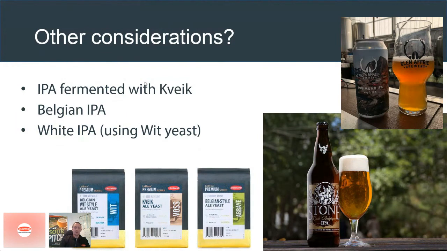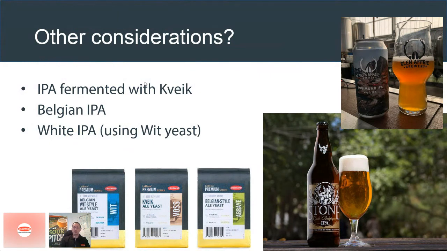So too, there are other niche styles as well. Something like a white IPA, using a very delicate wit yeast. So nothing like a more powerful Hefeweizen strain, but a nice delicate wit strain with a kind of hoppy IPA profile. We might think of something like Allagash White as a kind of white IPA.